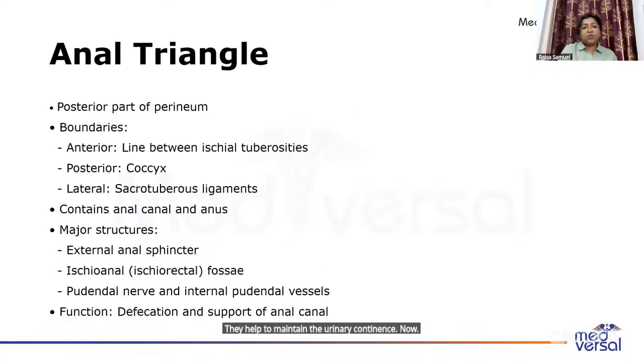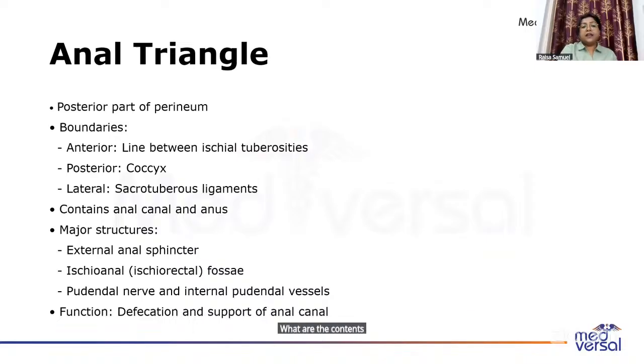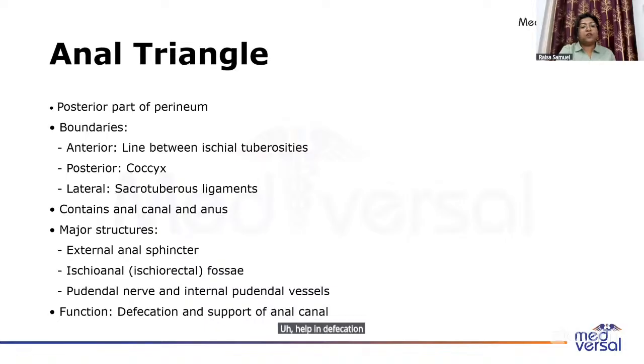Now going on to the posterior triangle, that is the anal triangle, the posterior part of the perineum. Boundaries: anteriorly, it is the line between the ischial tuberosities; posteriorly, it is the coccyx; and laterally, it is the sacrotuberous ligaments. What are the contents? Anal canal and anus. Major structures in the posterior anal triangle are the external anal sphincter, ischioanal fossa, pudendal nerve, and internal pudendal vessels. What is its function? It helps in defecation and support of the anal canal.